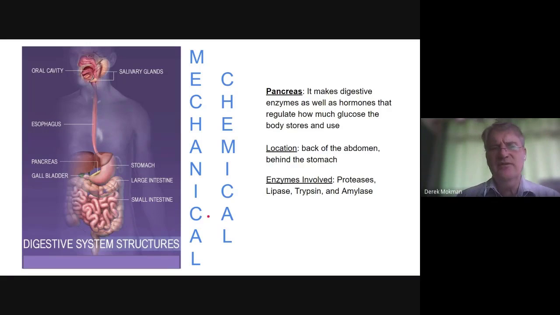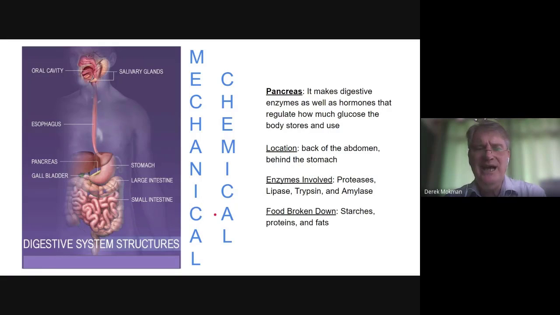And it's just above our stomach, behind the stomach, just right there behind the stomach. And it makes lots of different enzymes: proteases, lipases, trypsin, amylase. You don't have to remember all of these enzymes because you've done amylase before. But basically, it's putting lots more enzymes into your body, into your small intestine particularly. And it breaks down all of the foods. It breaks down starches, carbohydrates. It breaks down proteins, and importantly, it begins to break down fats. This is the first place where fats begin to break down. So that's important.